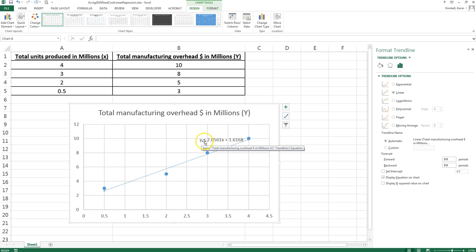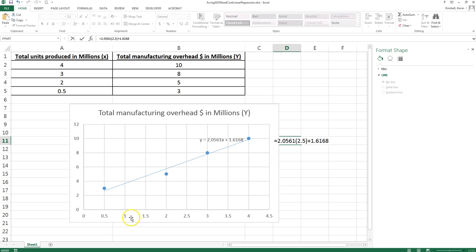Y equals A, which they've put in a different order than we teach in this class, that's your fixed cost, that's where this line would hit the intercept at 0 units produced, plus B, which is the slope, X, which is your activity. So I could predict at 2.5 million, if I were to put 2.5 in here for X, that would be our total variable cost, plus the 1.61 fixed cost, and I would land just a little bit over 6, almost 7 is what it appears. Let's test that idea.